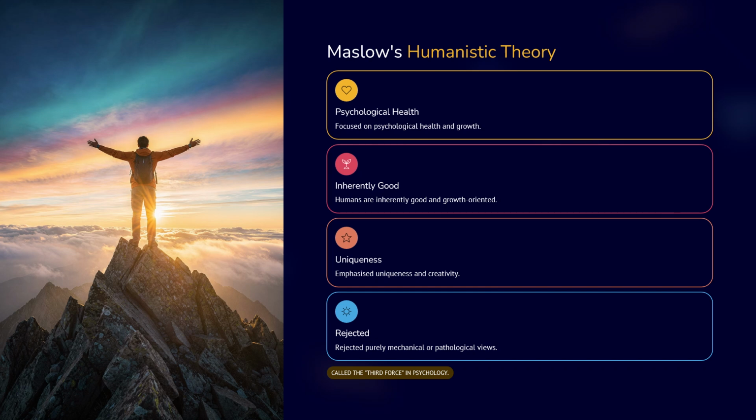Moving away from Freud's focus on conflict and the unconscious, we find Abraham Maslow and the humanistic movement, often called the third force in psychology. Maslow felt that earlier theories focused too much on mental illness or mechanical behavior. He wanted to focus on psychological health and what makes humans creative and basically good. A key belief in humanism is that you cannot understand a human being by studying animals in a lab. Humans are unique, integrated wholes who have a natural drive to grow and improve.